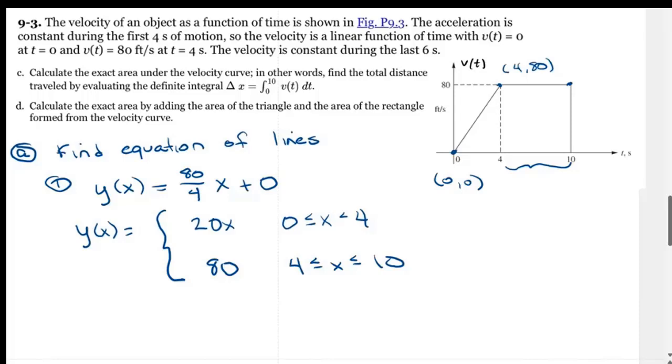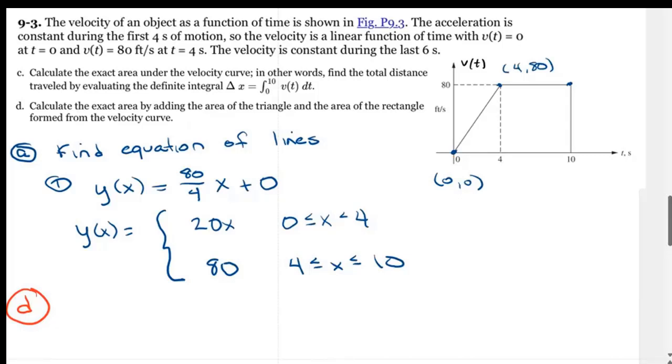So I've now found the equation of the two functions that actually make up this graph. I'm going to do D first because we can take the area of a triangle and we can take the area of a rectangle and we're good to go. So I'm going to do D first. I know it's out of order, but this should be what we should get is exactly the same answer when we're done.